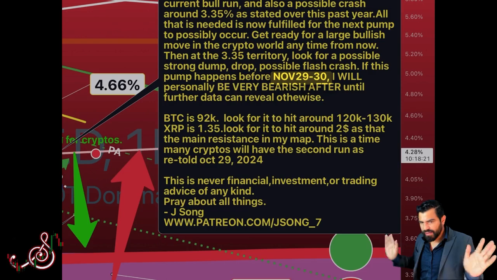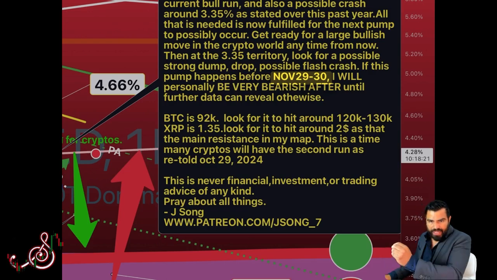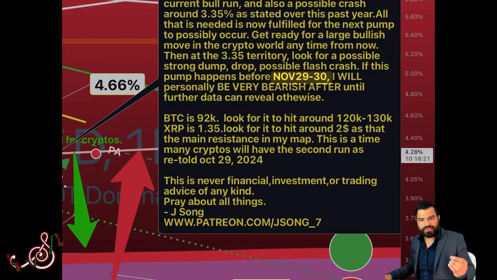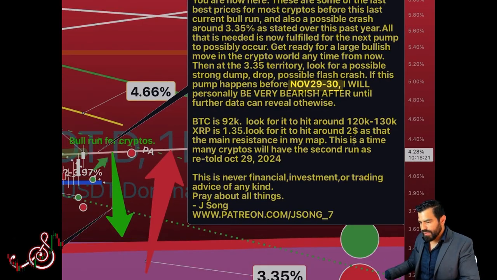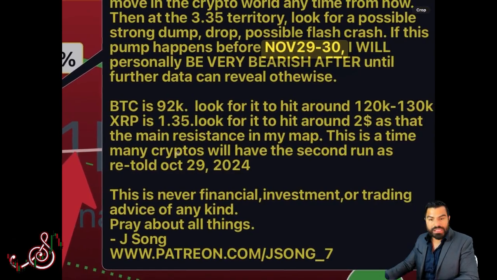So on our website, you have all those numbers. That's why I knew to take some profit at 2.50 XRP, closer to that area, and move it over into XDC. XDC went from 6 cents to 10 cents to 11 cents, I think it was, just yesterday. So that was really good. Now, this is the time many cryptos will have a second run, as retold back on October 29th. I told you guys all that.